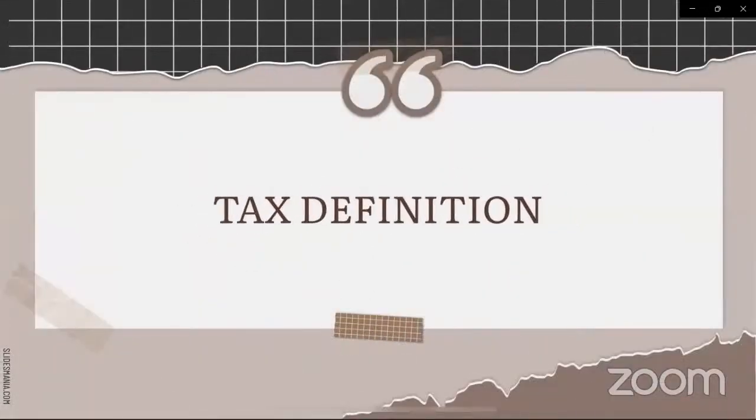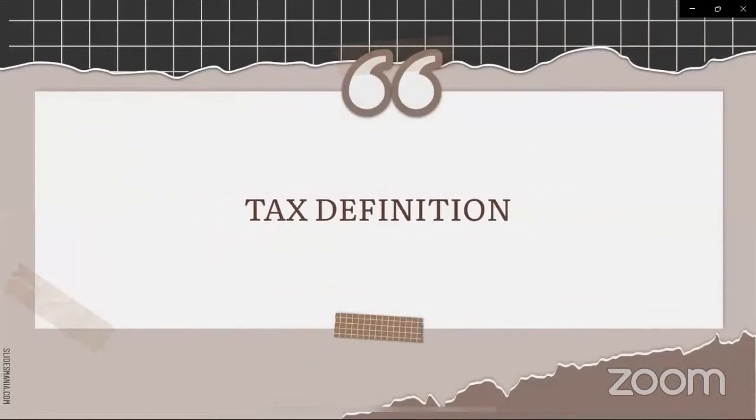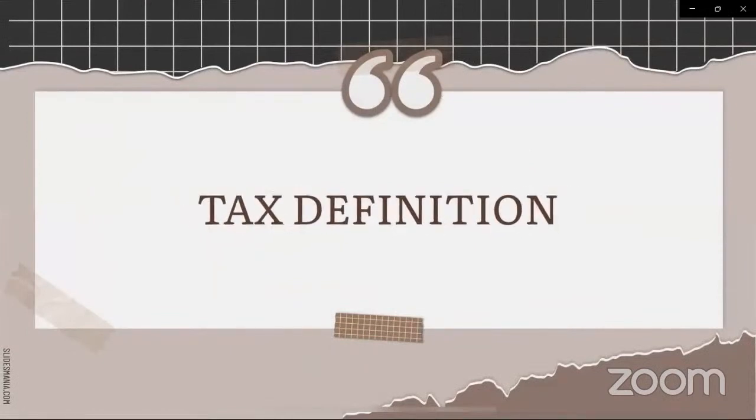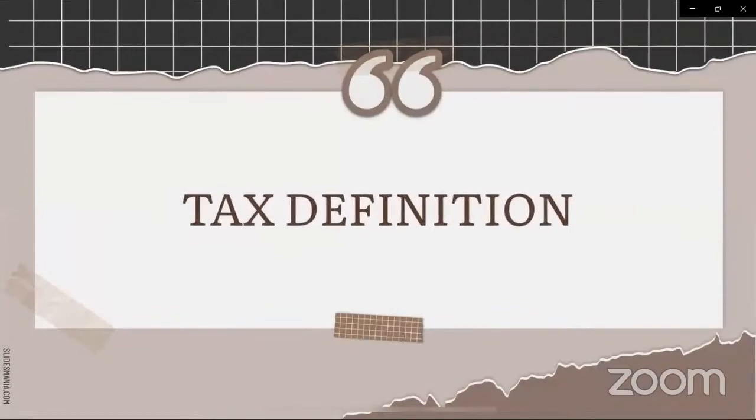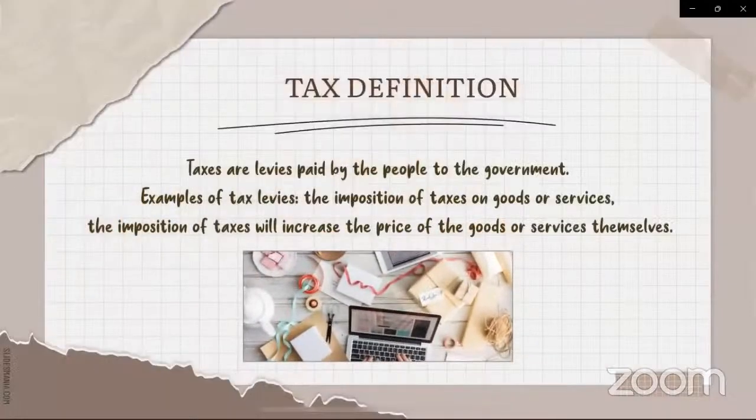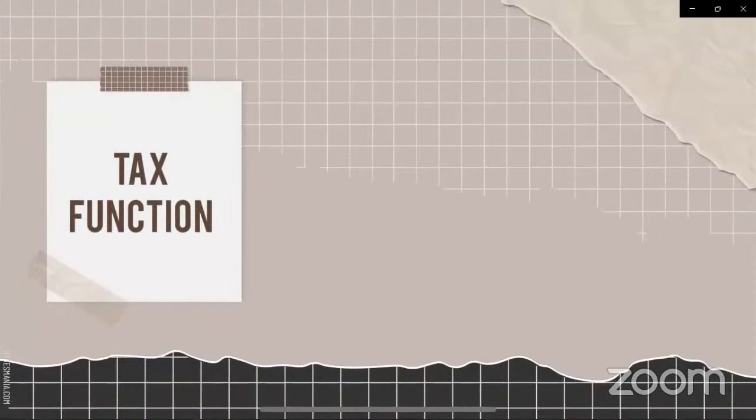We've been talking about tax all this time without knowing what tax is. So basically, taxes are levies paid by the people to the government. For example, the imposition of tax on goods or services. The imposition of tax will increase the price of the goods or services themselves. Next, we will talk about the function of tax.